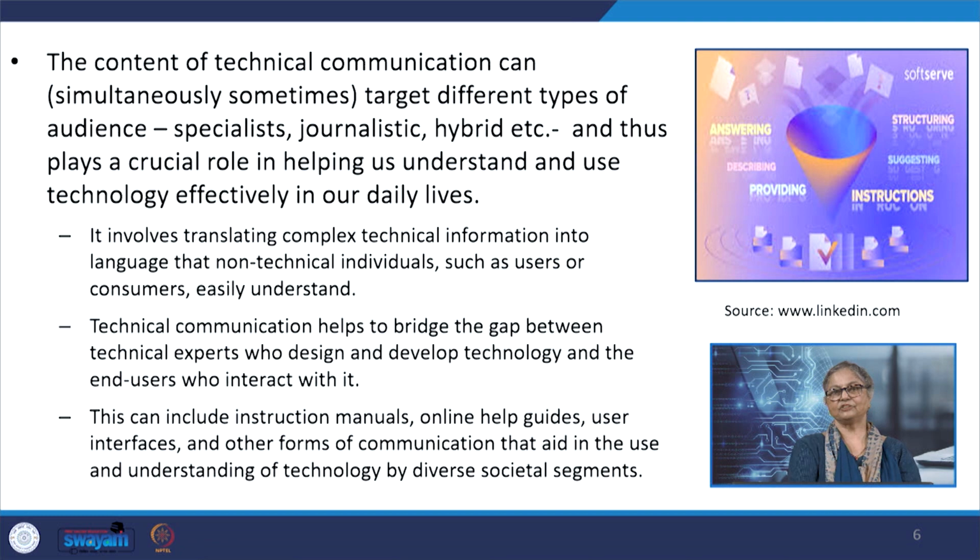It also helps to bridge the gap between technical experts who design and develop technology and the end users who interact with it. This can include instruction manuals, online help guides, user interfaces, as well as other forms of communication that aid in the use and understanding of technology by diverse societal segments. Therefore, technical communication now involves the use of digital tools to convey complex information in a clear and concise manner. It supports the successful integration of technology into our work and personal activity.